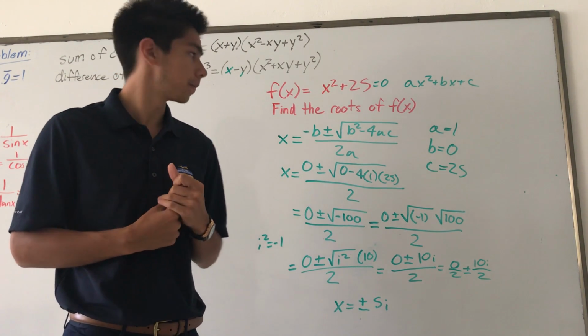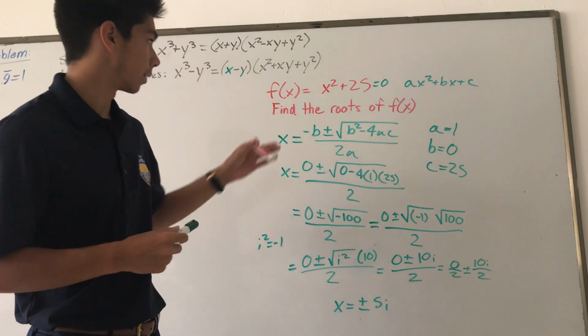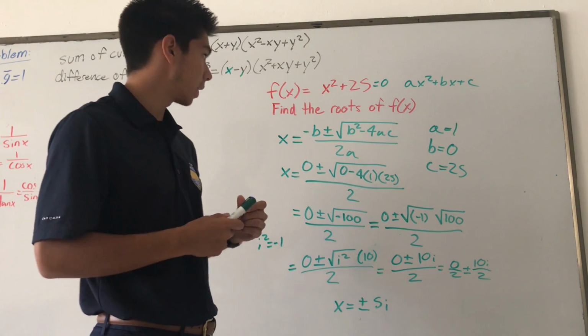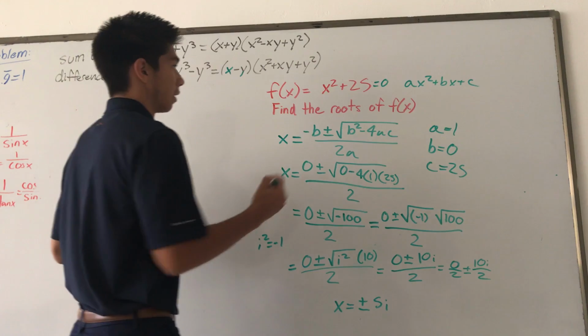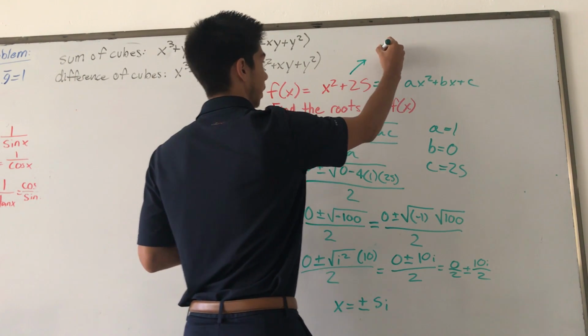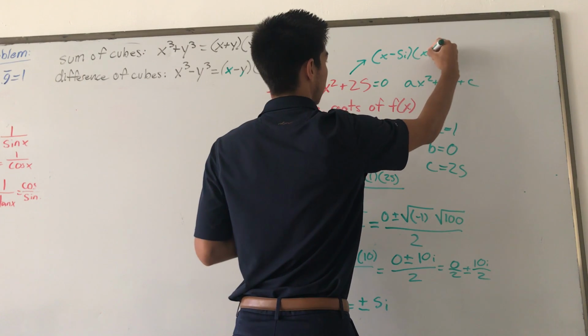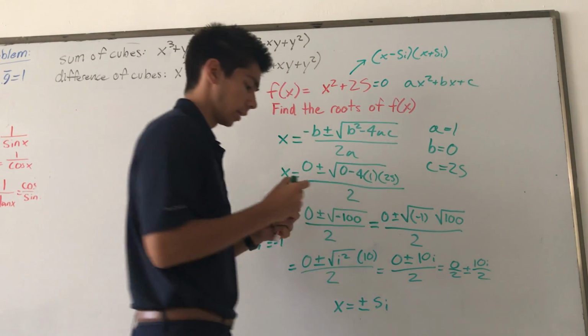So if you wanted to end up factoring it, and you know that positive 5i and negative 5i are the roots, the factors of this equation would actually be x minus 5i and x plus 5i. Those are the factors.